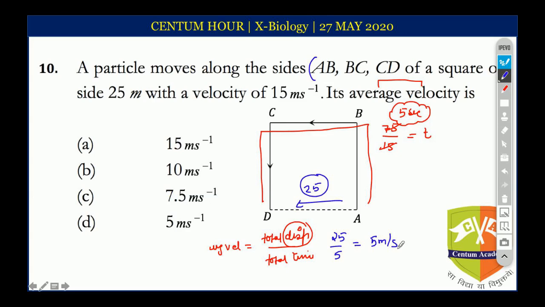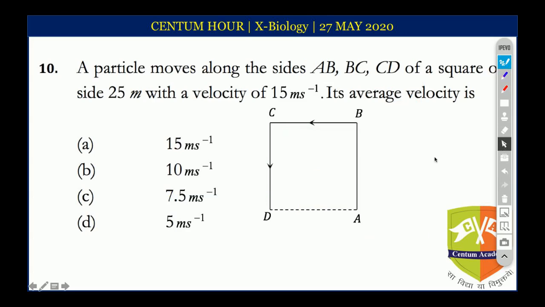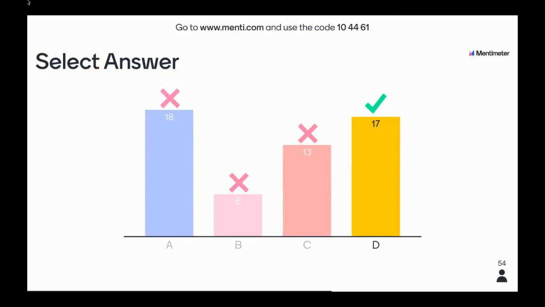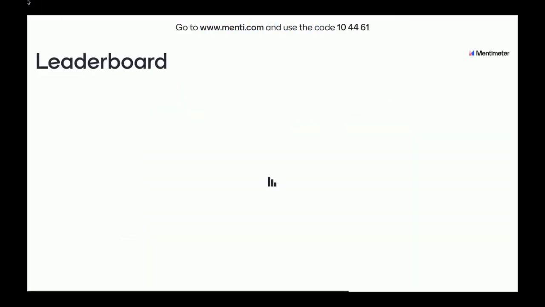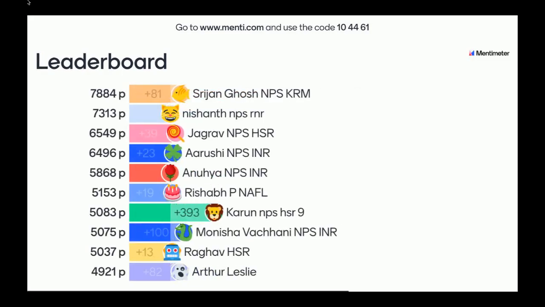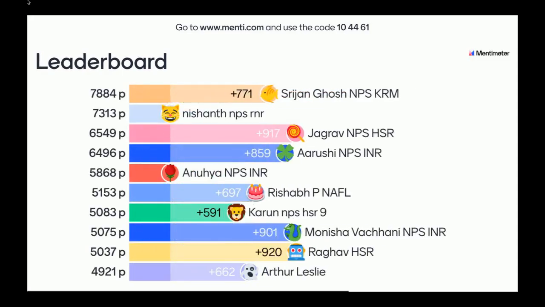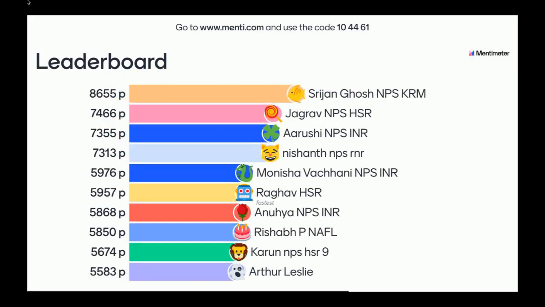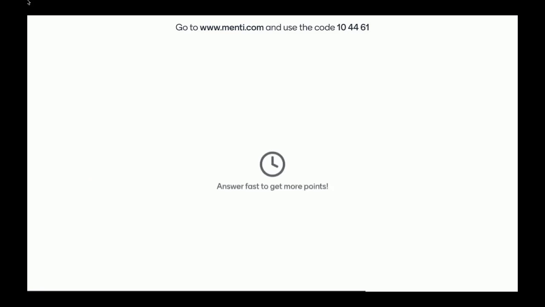I misclicked twice, Karun. No problem, dear. Relax. Please read the questions. That will be helping you out. Very good. You guys are learning. That's pretty satisfactory on that line. Let's see the leaderboard. Srijan took a bit of time this time, but he was having a good lead, so it might not influence the top positions. Jagrav jumping a big leap. Raghav responding to this particular question the fastest. Very good. And here we go to the next question.